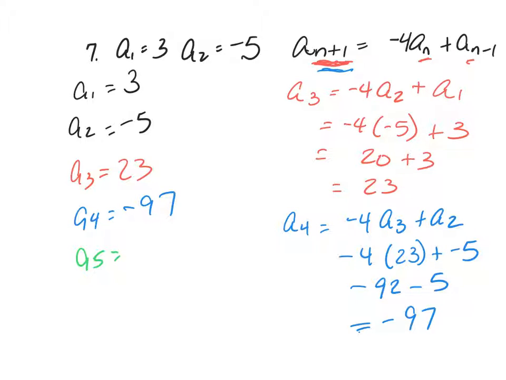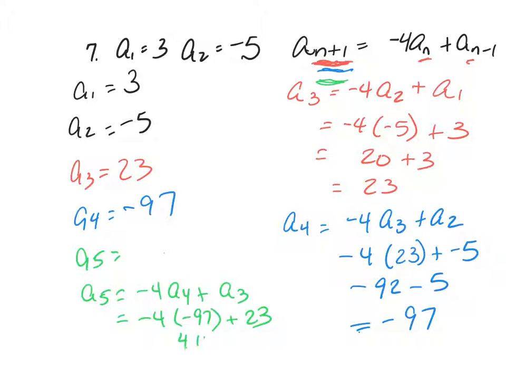Now to find a5, n has to be 4. So this is going to be a5 equals negative 4 times a4 plus a3. So a5 is going to be negative 4 times negative 97 plus 23, and that should be 411. So check it on your calculators.